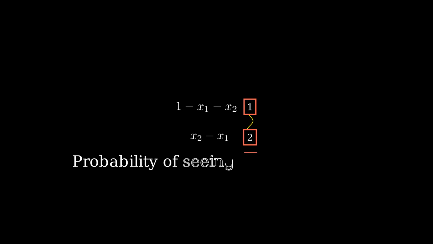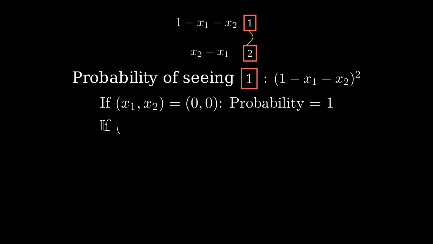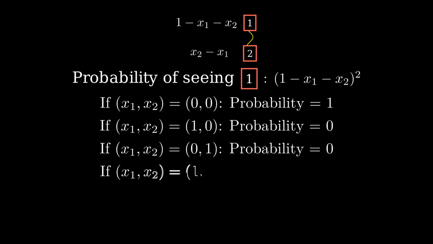The probability of seeing 1 is 1 minus x1 minus x2 squared. If none of the passwords are valid, that's 1 minus 0 squared, so with probability 1 we will see the value 1. If exactly one of the passwords is valid, we would see it with probability 1 minus 1 squared, so we will always see the value 2 instead. And if somehow both passwords were valid, we would again see the value 1, because we'd see that with probability 1 minus 2 squared, which is 1. So with this one expression, we were able to fully analyze all the cases.